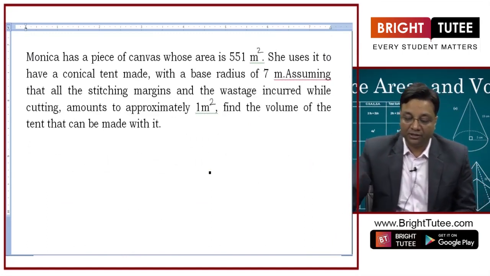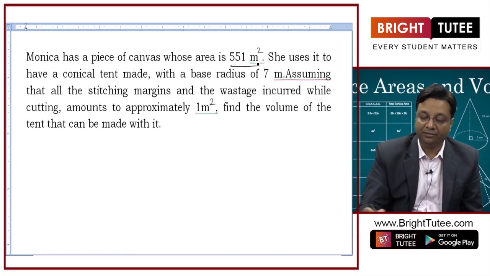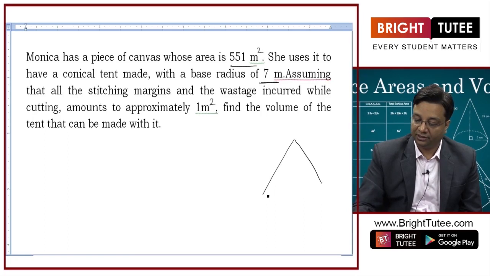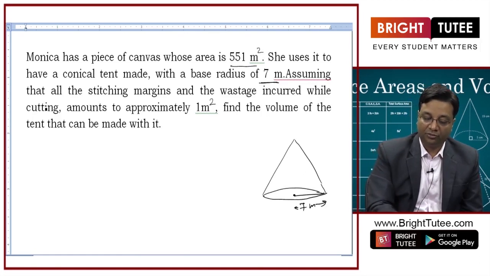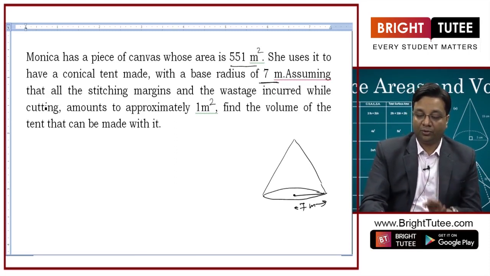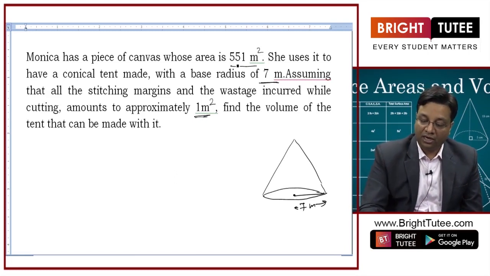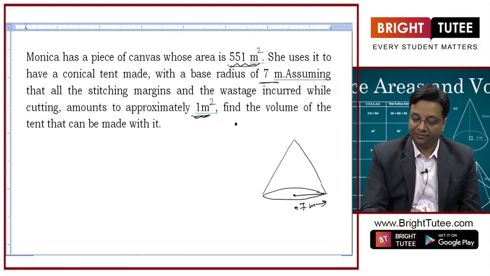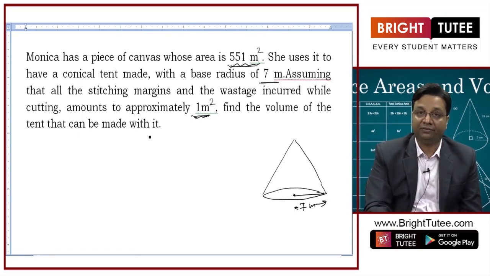Monica has a piece of canvas whose area is 551 meter square. She uses it to have a conical tent made with the base radius of 7 meter. So, this kind of tent she wants to make, okay, with the base radius as 7 meter. Assuming that all the stitching margins and the wastage incurred while cutting amounts to approximately 1 meter square. So, out of the available canvas, 1 meter square is the wastage. Find the volume of tent that can be made with it.